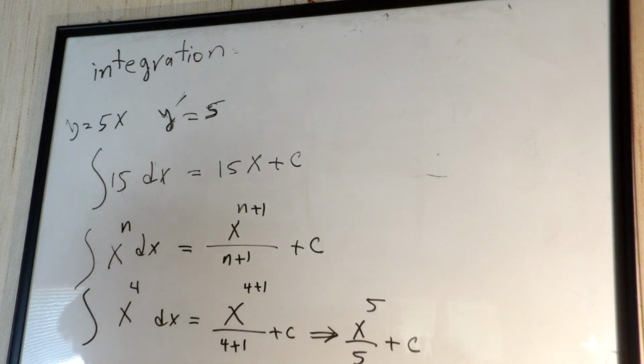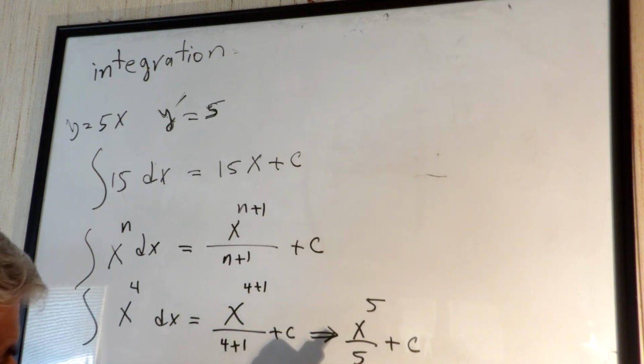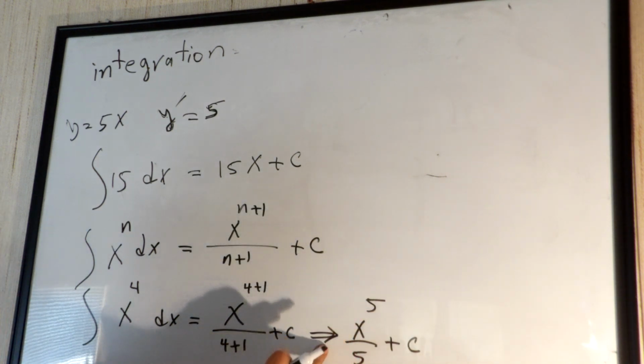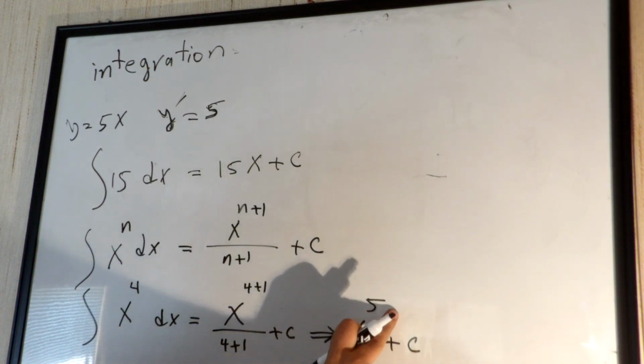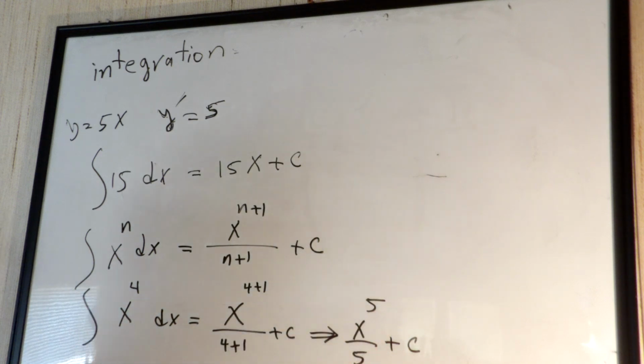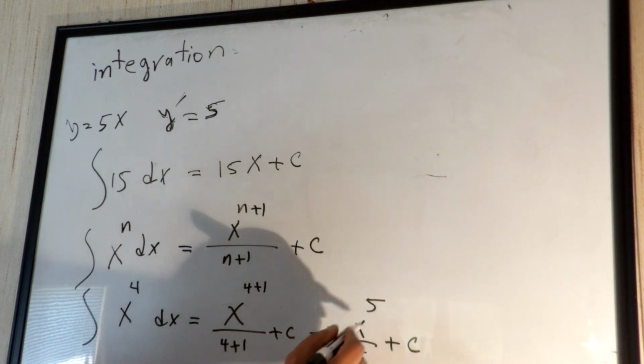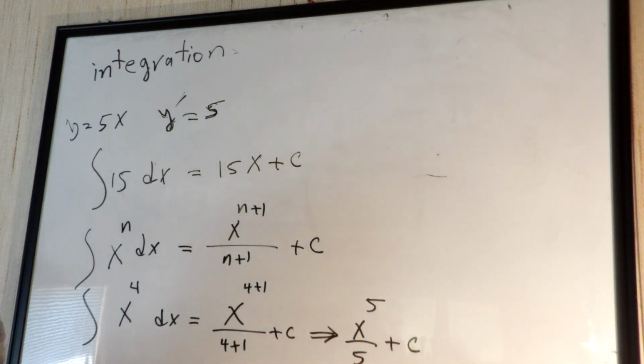Okay, if you get the derivative of this, it is going to be x to the 4. 5 times x to the 5 minus 1, divided by 5, is the derivative of this one.